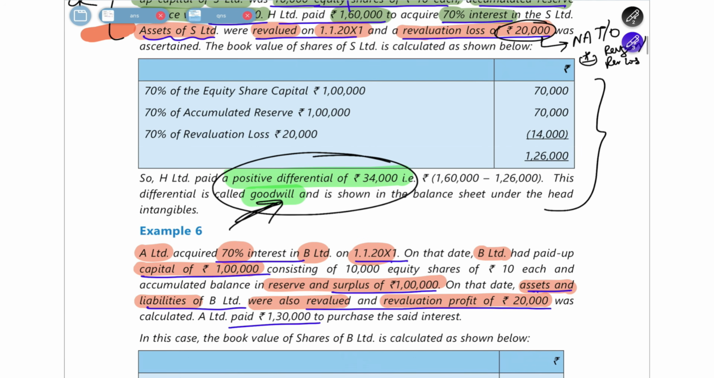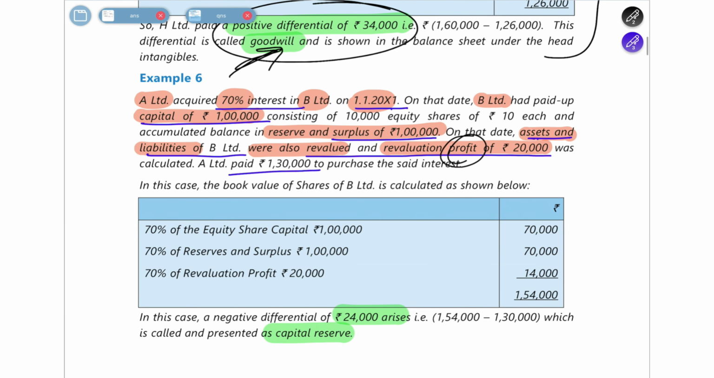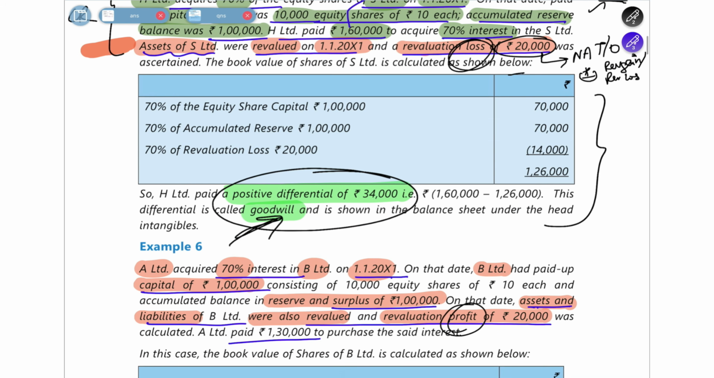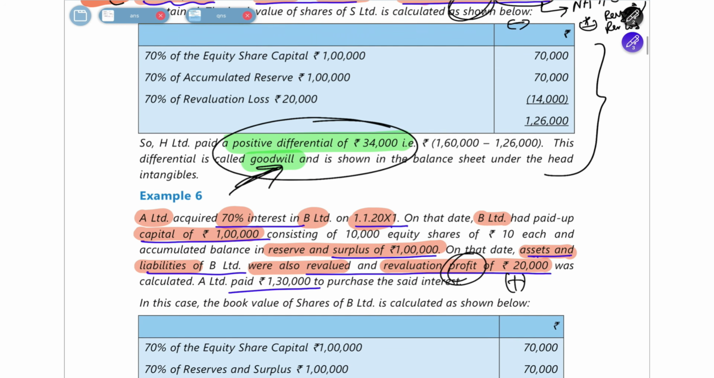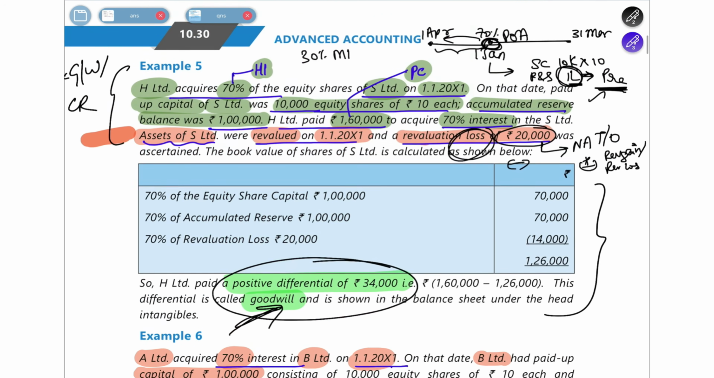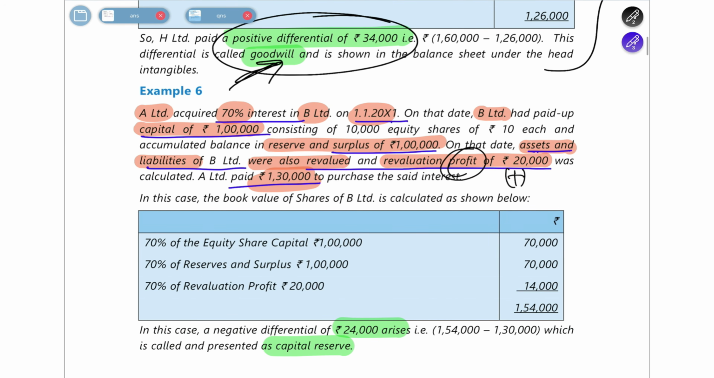In the last question we had a loss of 20,000. The only difference is here there is a profit of 20,000. So in the last question we deducted this loss, in this question we'll add this profit. So this is the only difference between both. And then there is a difference in the purchase consideration also. So for purchase consideration, you paid 1,30,000 to purchase the said interest. Now you have to find out what is the goodwill or capital reserve.